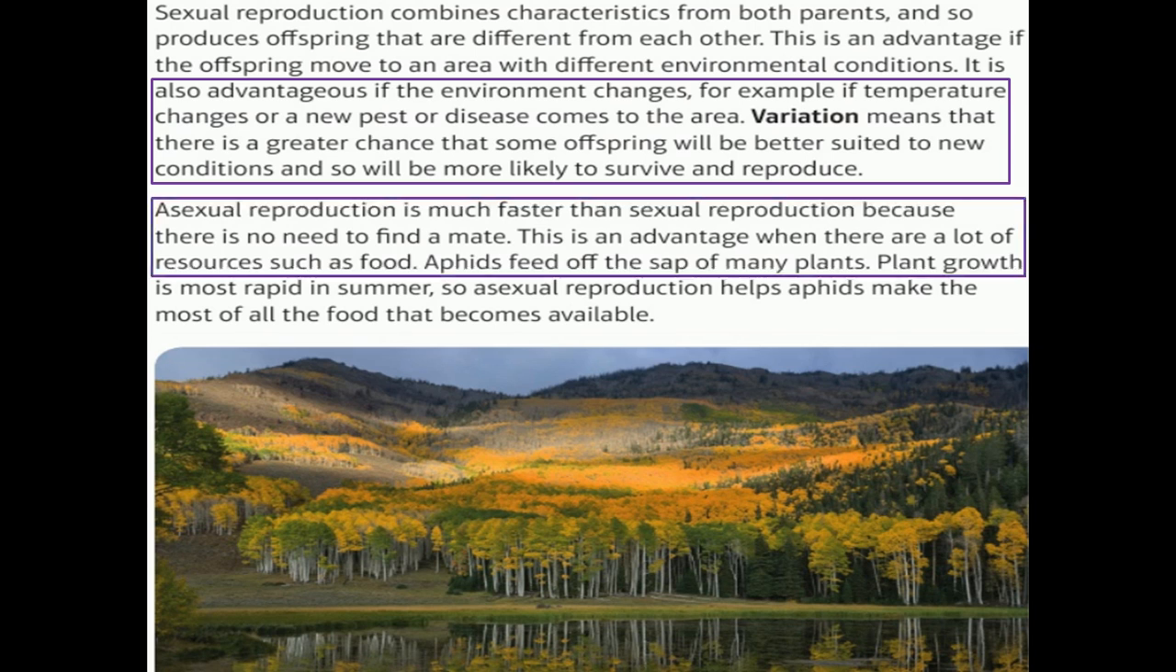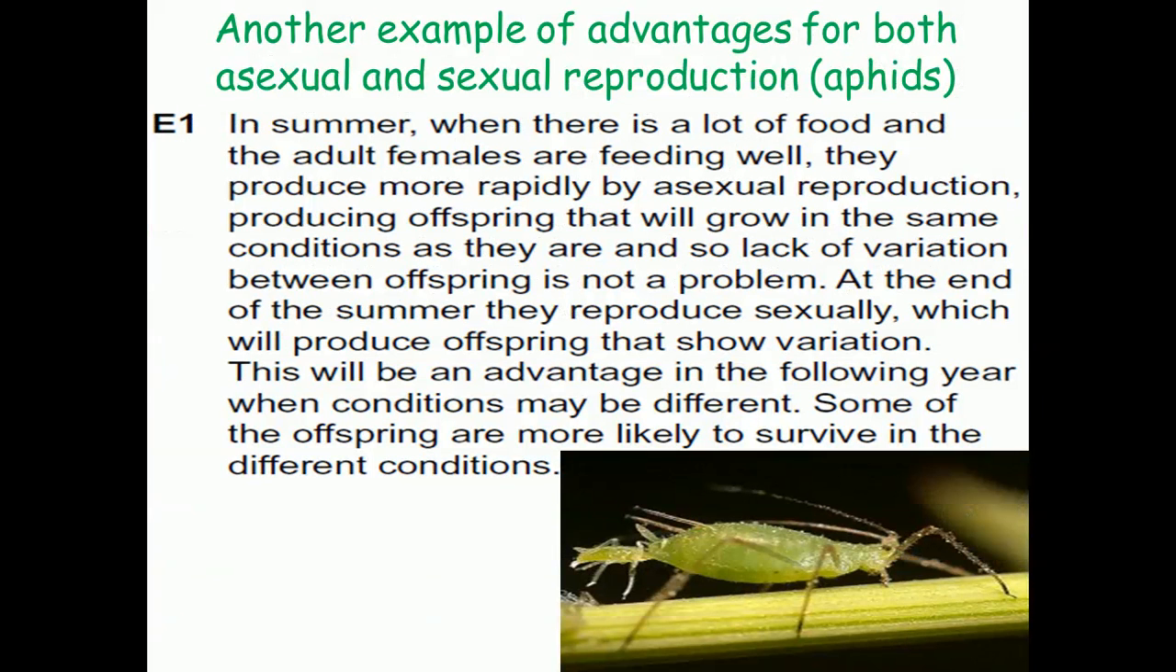Asexual reproduction is faster than sexual reproduction because there is no need to find a mate, and this is a big advantage when there are lots of resources such as food available. An example of this is in aphids, where in the summer females reproduce rapidly by asexual reproduction where there is lots of food available.